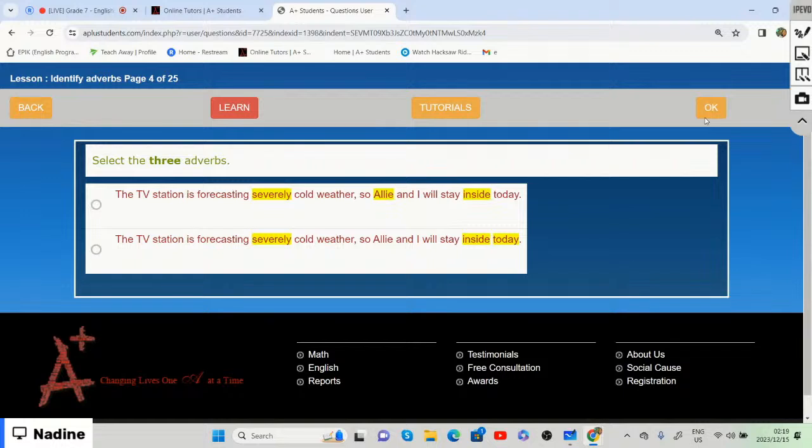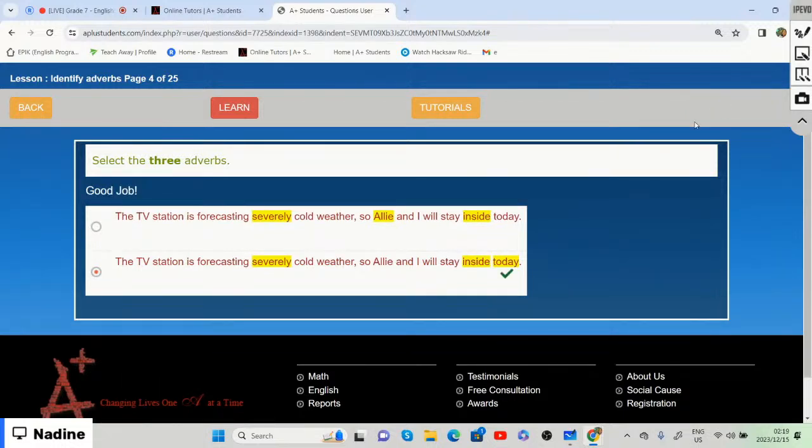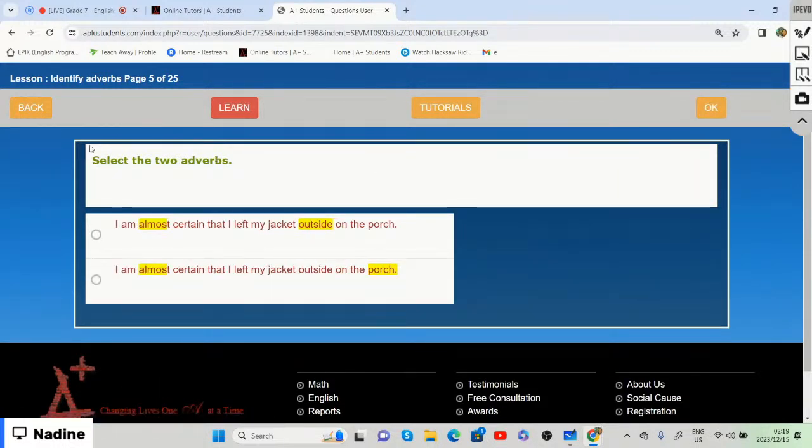So we need to choose the correct option. Severely, Ali, inside, or severely, inside, today. So it's like asking you how. There's also where, inside, when, today. So which means that we will choose option two because Ali is a noun. So well done. Option two is correct.